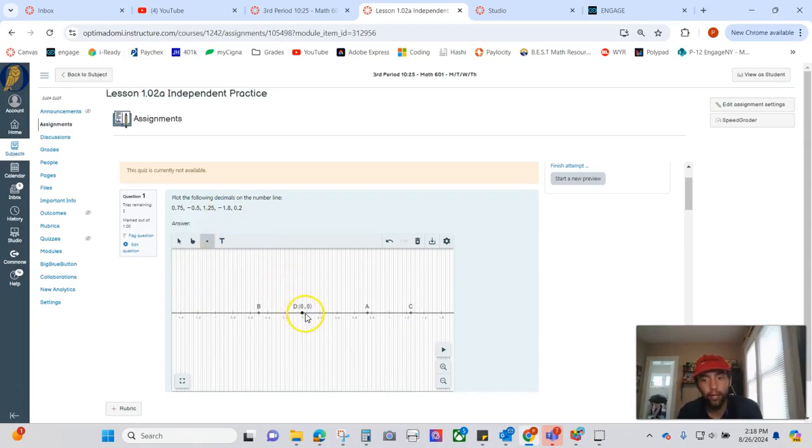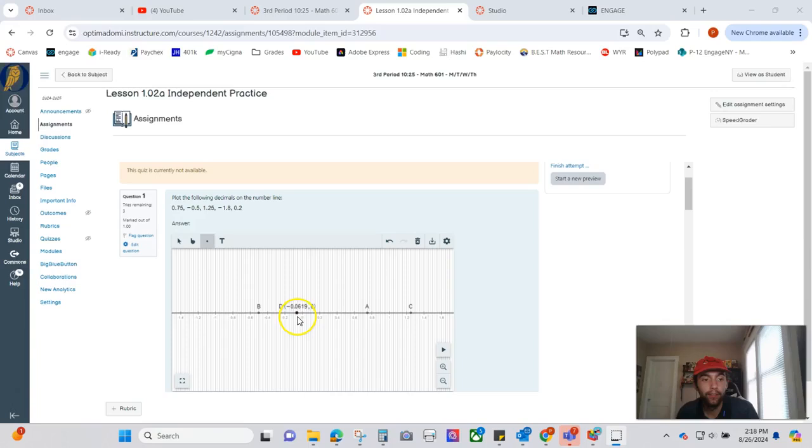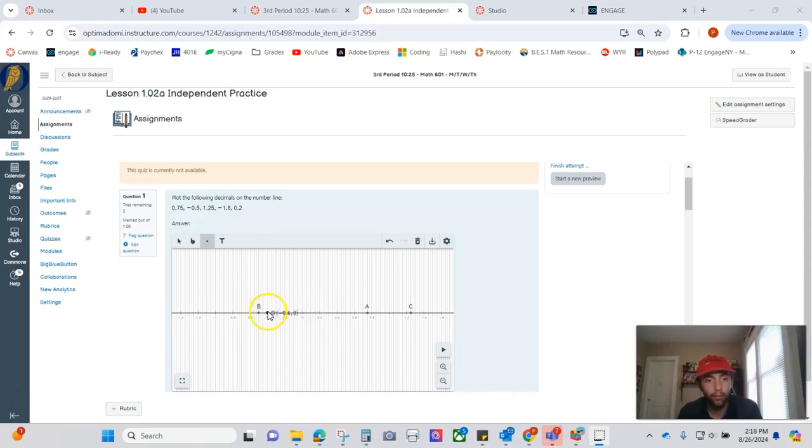So I start here at 0. And then I go to the left 1.8 because we are plotting a negative number. There's 0, negative 0.7, negative 0.8, negative 1, negative 1.2, negative 1.4, negative 1.5. Uh-oh. Negative 1.8 is like over here. So it looks like I need to scooch my number line over.